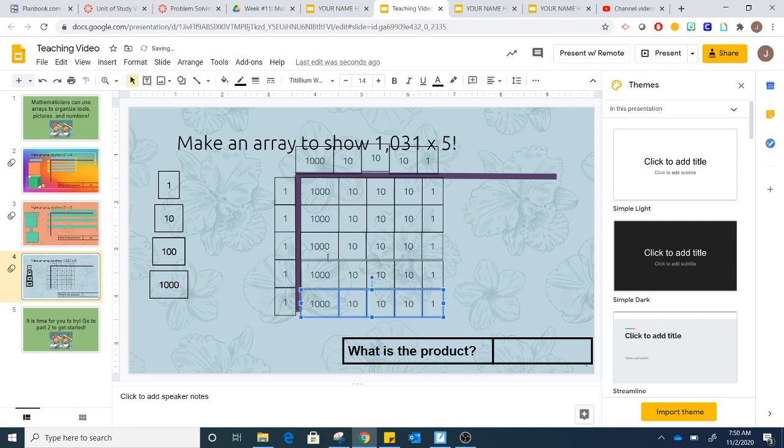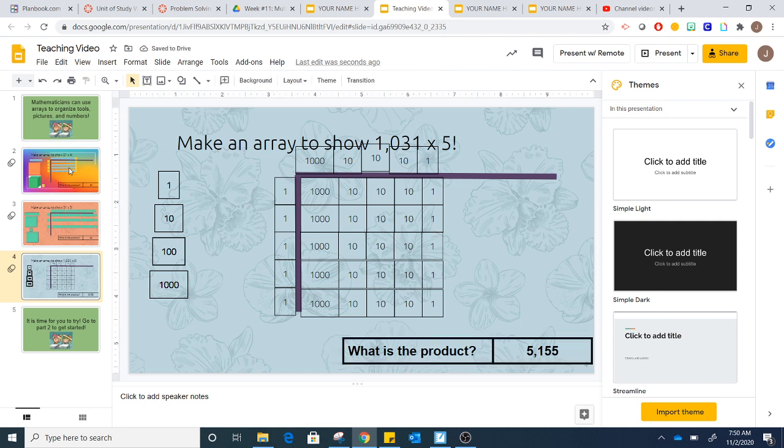And I have 1,000, 2,000, 3,000, 4,000, 5,000. Then 10, 20, 30, 40, 50, 60, 70, 80, 90, 100. So 5,100, 5,110, 5,120, 5,130, 5,140, 5,150, 5,151, 5,152, 5,153, 5,154, 5,155. So my product is 5,155. So that is my answer.